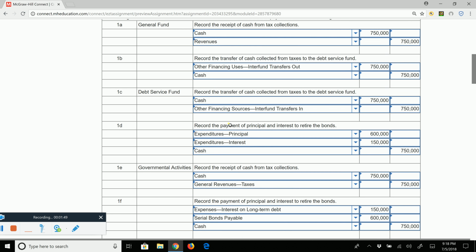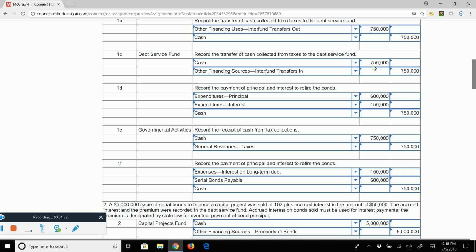And last but not least, while the debt service fund has the $750,000 in cash, they turn around and spend it right away. $600,000 on principal and $150,000 on interest. They are both expenditures for modified accrual accounting. The corresponding entry on the government-wide statements, the interest piece is an expense, but the payment of principal would be a liability, a debit to the liability account. So that is the difference between modified accrual and accrual accounting.